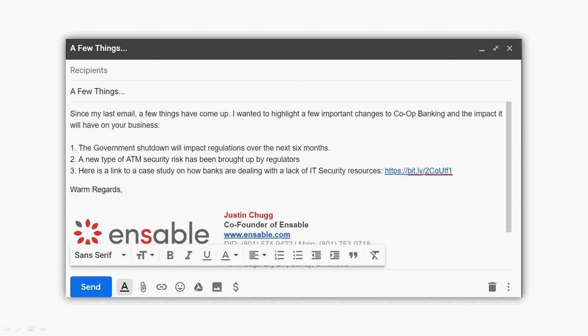So let me give you a quick example. Let's go back to the banking example that we talked about earlier. If I had a group of cooperating banking institutions, I would try to highlight 2 or 3 things within an email and try to help them understand recent events and changes that are taking place within their space. So I would highlight how the government shutdown is impacting, for instance, regulations or new security risks revolving around ATMs, or even a case study about how the lack of IT security resources has been impacting banks.